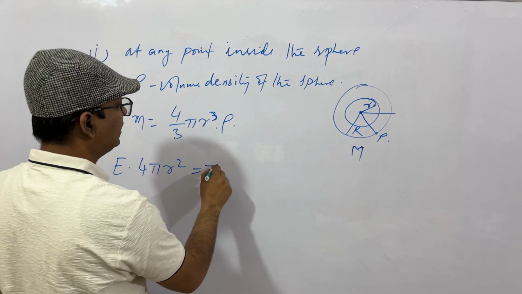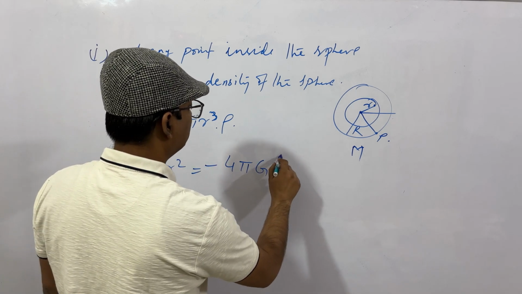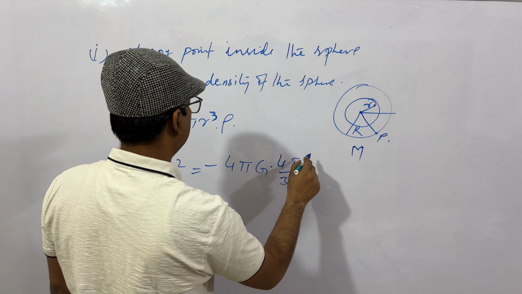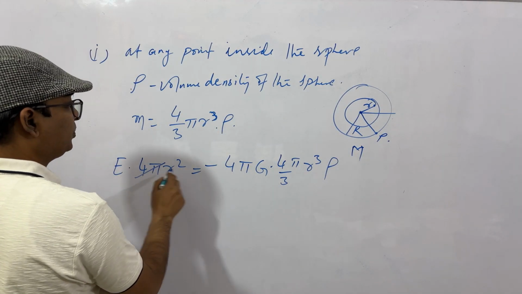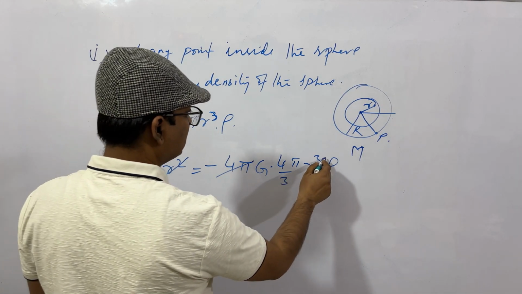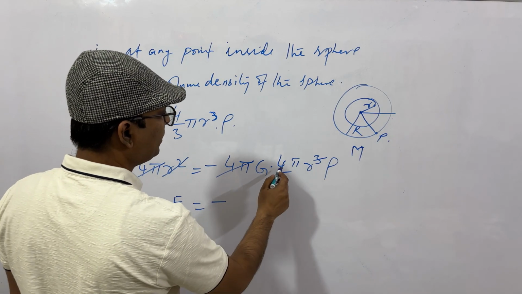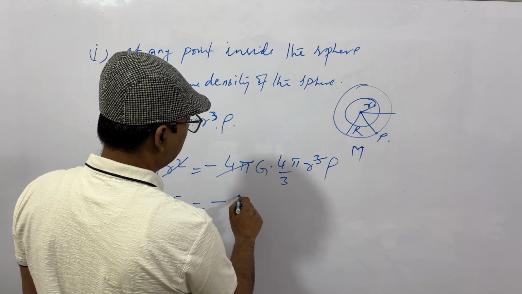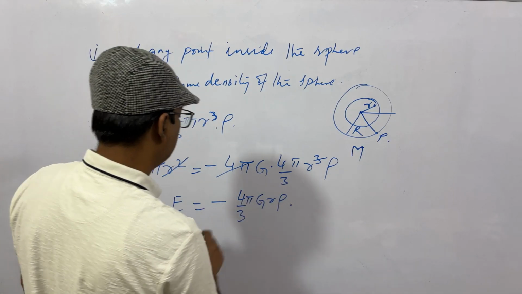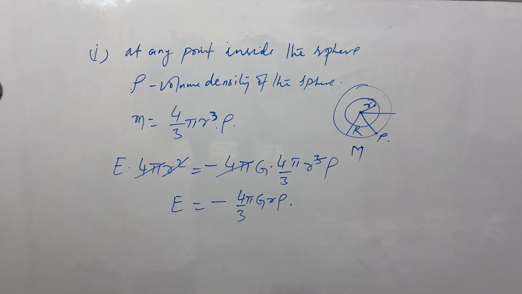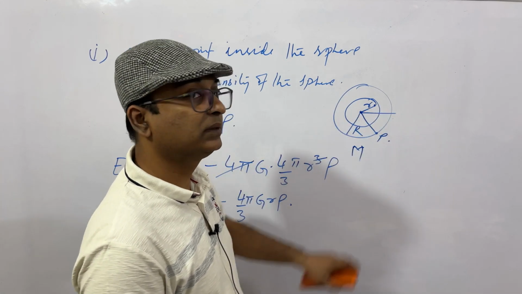This will be equal to minus 4 pi g into mass, that is 4 by 3 pi r cube into rho. So 4 pi cancels, r square cancels, leaving only this one. So E will be equal to minus, what we get? We get 4 by 3 pi g r rho. So this is the gravitational field intensity inside the sphere, where the radius is smaller. Clear?